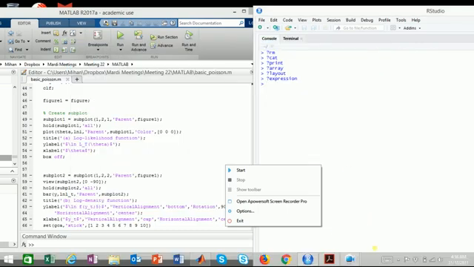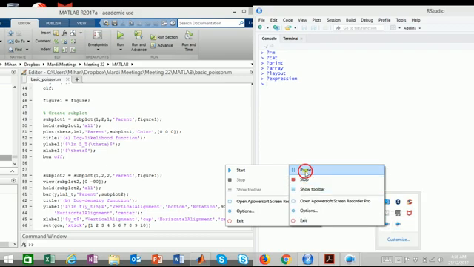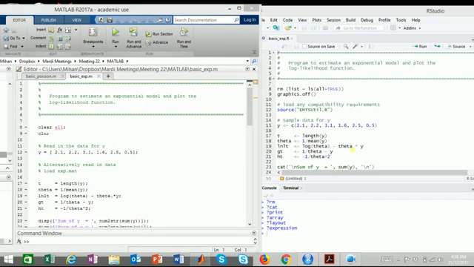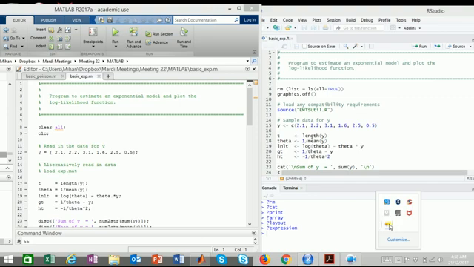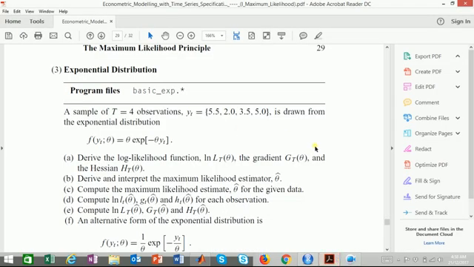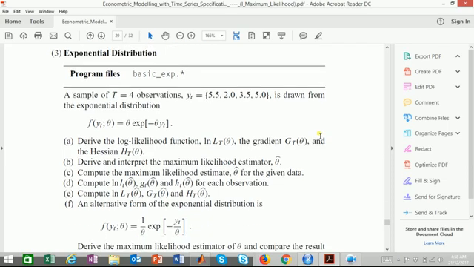Now we have the basic exponential distribution. We have T equals 4 observations, where yt is equal to 5.5, 3.55, and so on, drawn from the exponential distribution. First we need to derive it, so just have a look at the exponential distribution. That's all, very simple. Poisson is done.